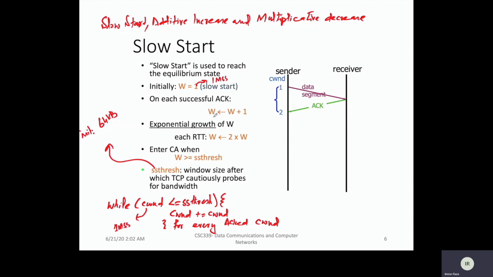So this means next time, how many segments will I be sending? Yes, you're right, 2. And now if I receive another acknowledgement, how many segments will I be sending next time? Yes, you're right. Okay, 3. Then if there's another acknowledgement, I will increase its size by 1. Okay, but this is happening on each successful acknowledgement.